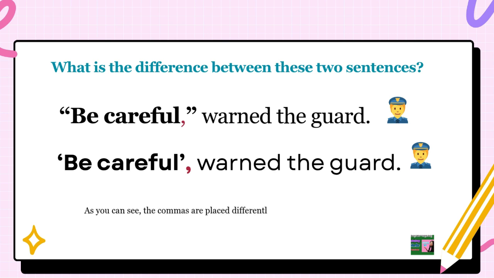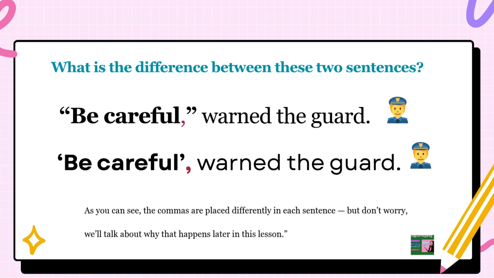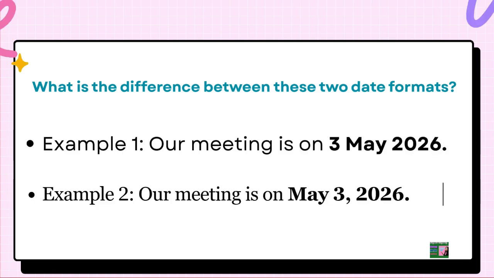Observe that the comma is placed differently in each sentence. In the first sentence, the comma is placed inside the quotation marks, while in the second sentence, it's placed outside the quotation marks. Don't worry, we'll find out why this happens later in the lesson.